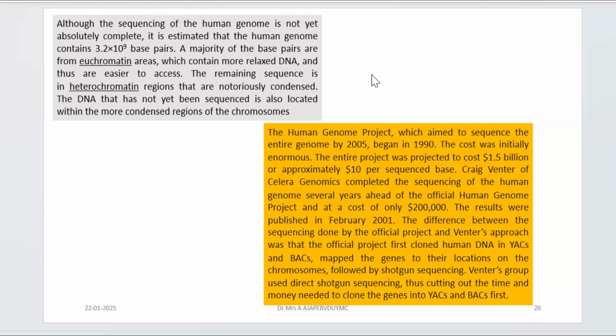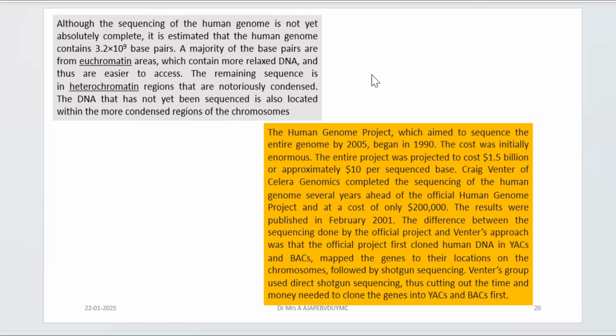Generally, when you are going for genome sequencing studies, you don't need plasmids like your pBR322 because the size that it can accommodate is very small, right? So you have to incorporate very big fragments of DNA. So at that time, these yeast and bacterial artificial chromosomes are used, and then mapped the genes to their locations on the chromosome.